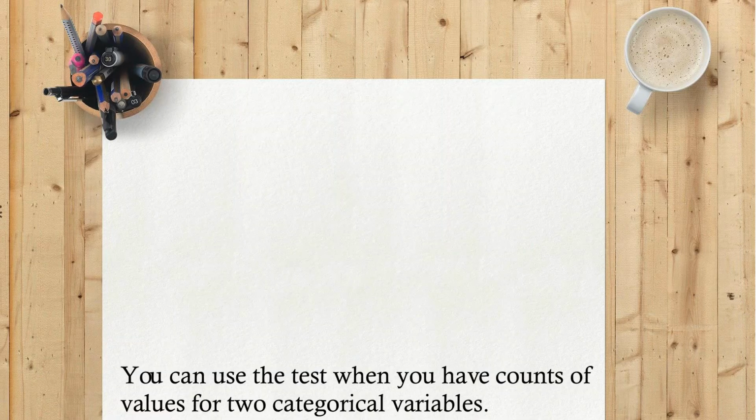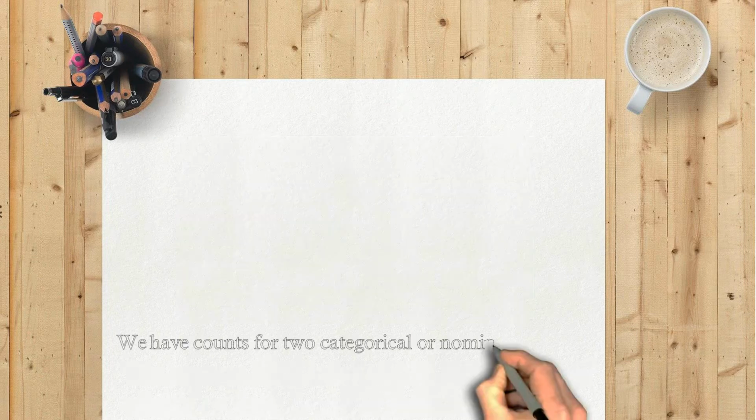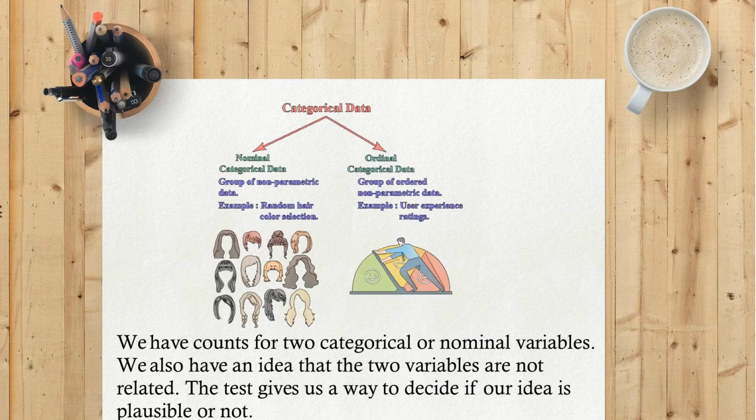You can use the test when you have counts of values for two categorical variables. We have counts for two categorical or nominal variables. We also have an idea that the two variables are not related. The test gives us a way to decide if our idea is plausible or not.